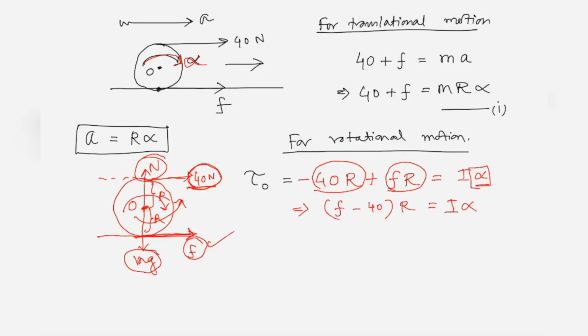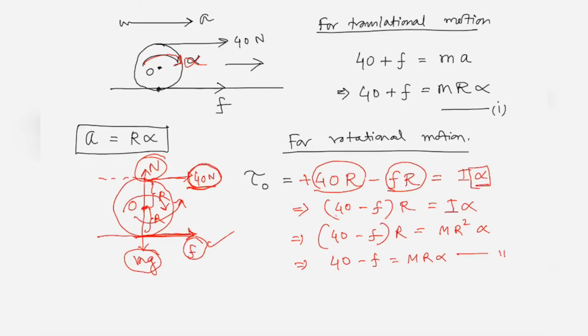Therefore there is a slight correction. The 40 R torque should be positive and Fr torque should be negative. So the equation changes slightly. So this is 40 minus F, right student? Now what is the moment of inertia? Moment of inertia of a hollow cylinder about its central axis is only mr square, right? Therefore 40 minus F equals m r alpha.